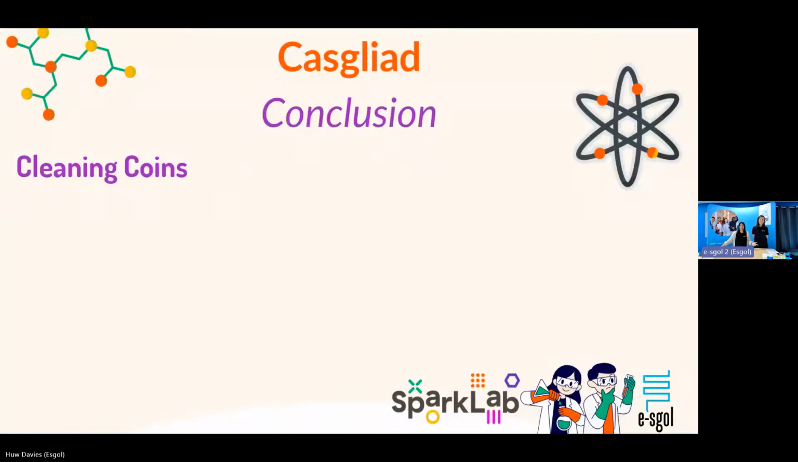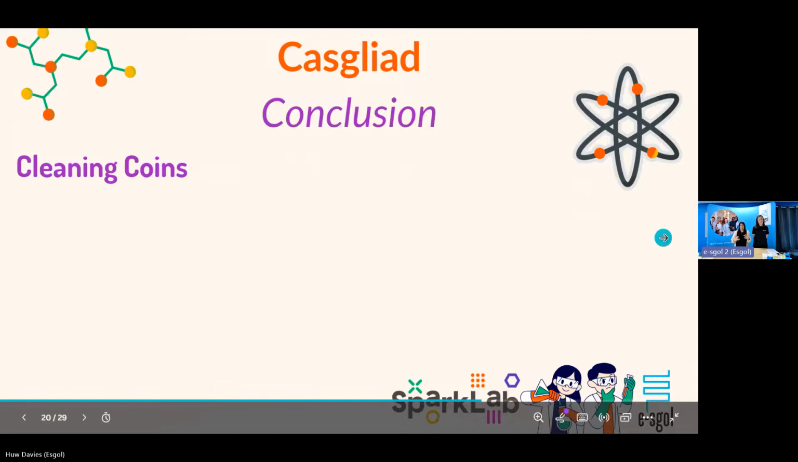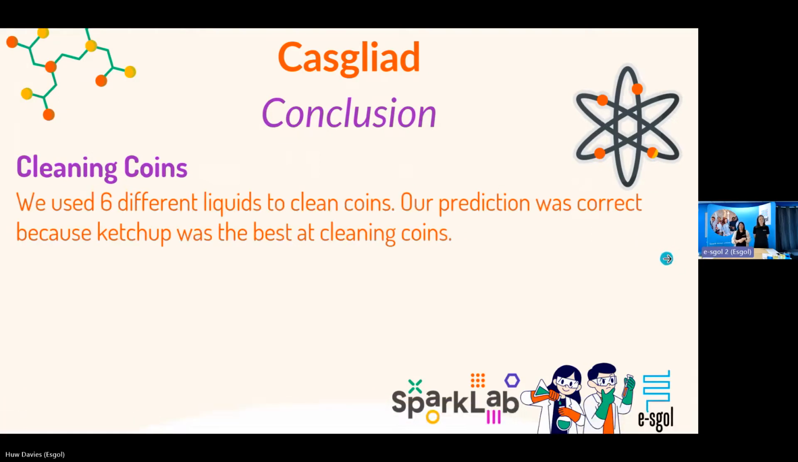But we will just run through with you the conclusion that we gave in this example last time, just to be sure and just to make sure how to make it even better for the future, when you are writing conclusions for your experiment, remember you need to say what happened. So we used 6 different liquids, our prediction was correct because ketchup was the best.